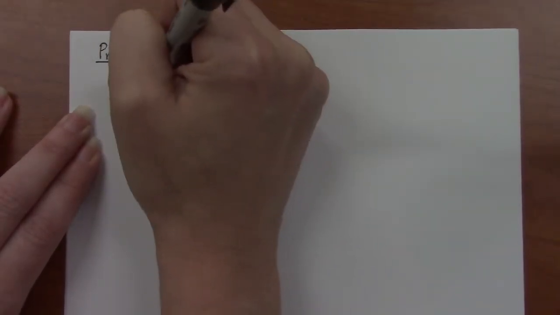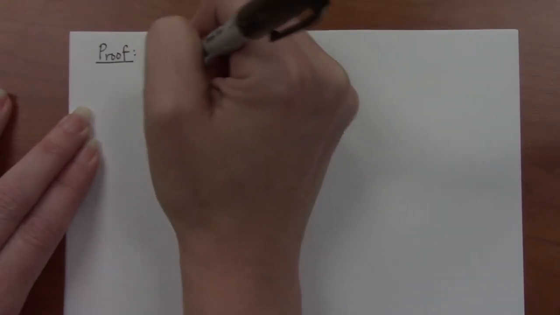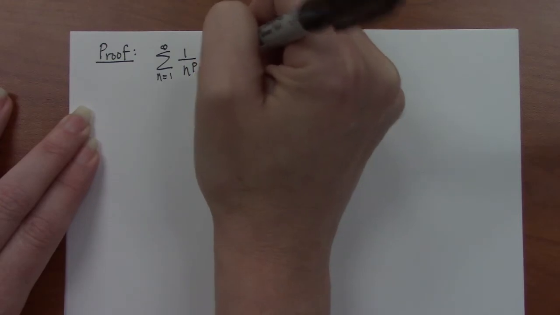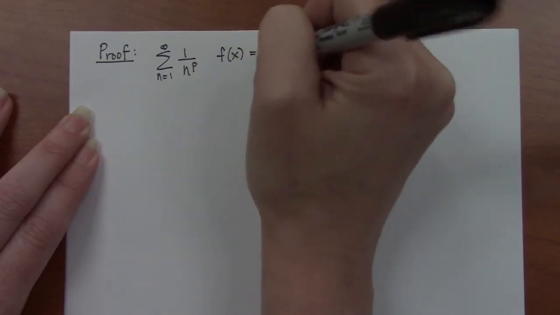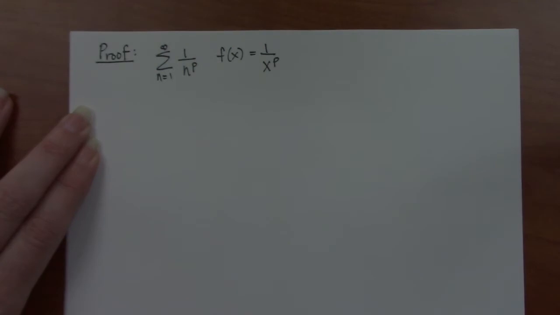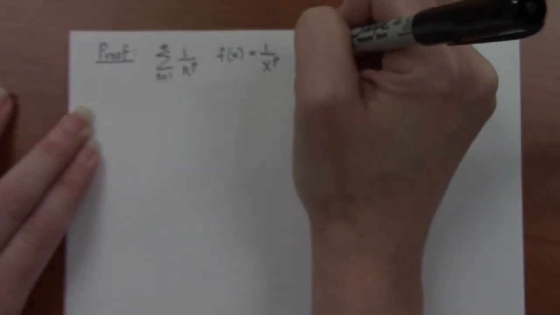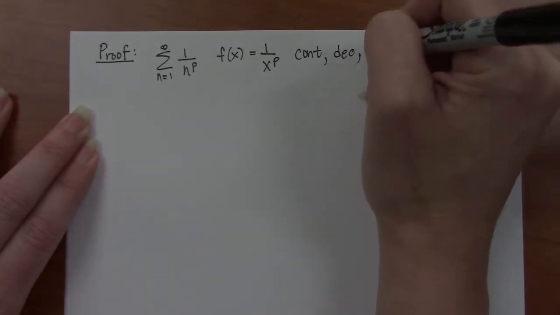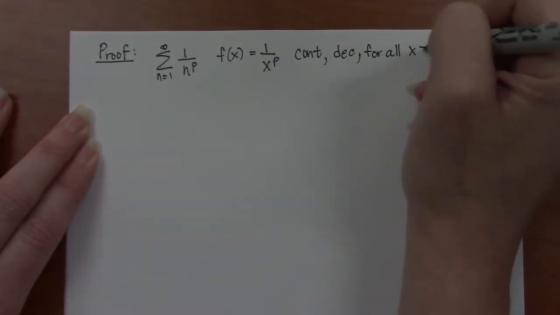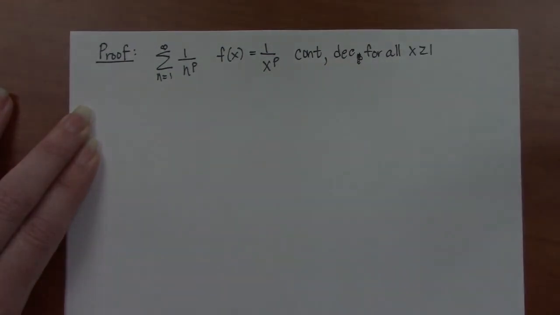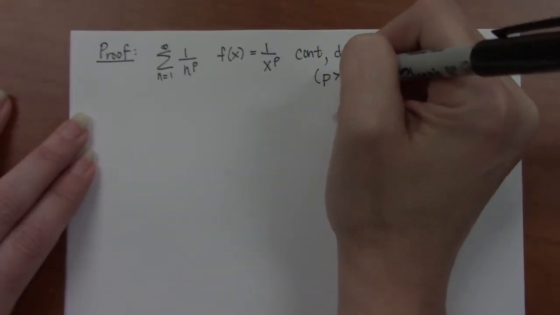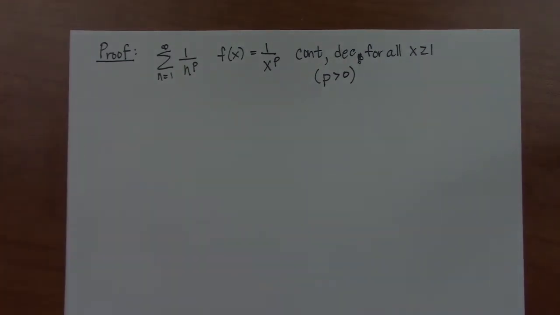So we have a series, right, of this form. And we're going to compare it to the function of 1 over x to the p. This function is continuous. It's decreasing, right, for all x greater than or equal to 1. And so it's going to meet the conditions for the integral test. So we're assuming here that p has to be greater than 0.